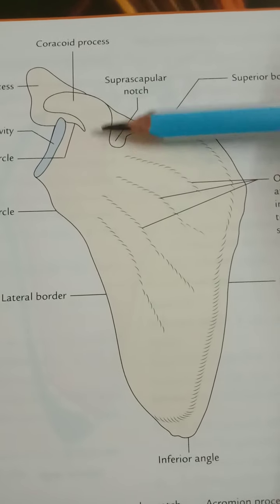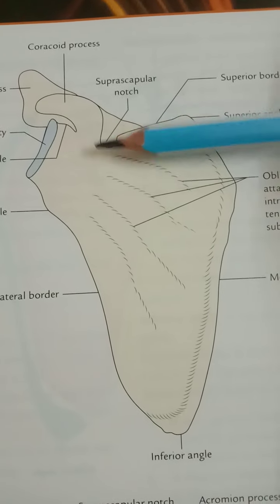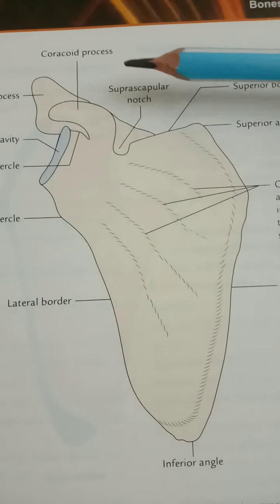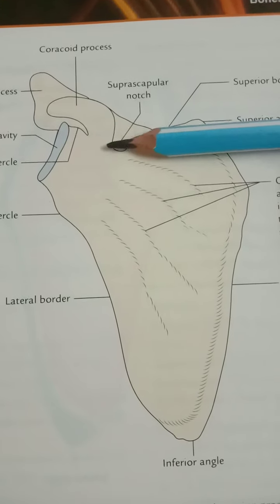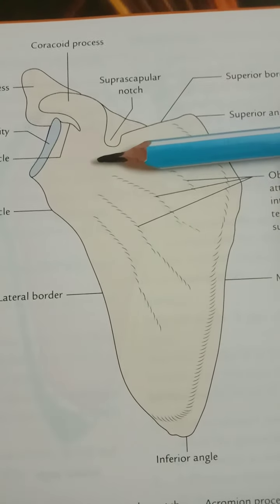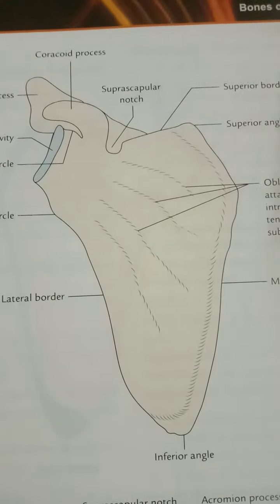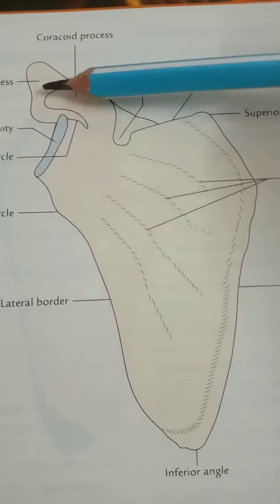Here, during the first year, and fuses to it by the 15th year. Then the subcoracoid center appears in the root of the coracoid process here during the 10th year and fuses at the 16th to 18th year. Then the other centers include the two for the acromion process.